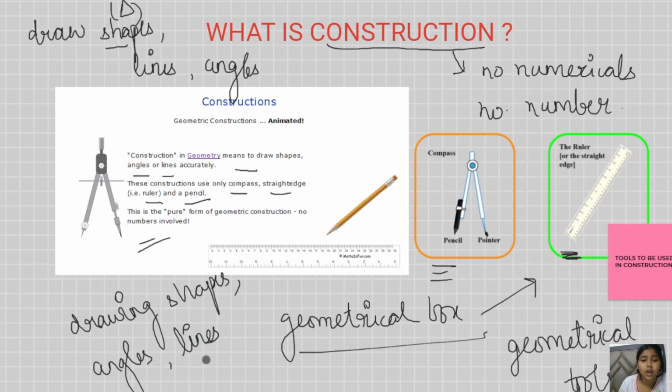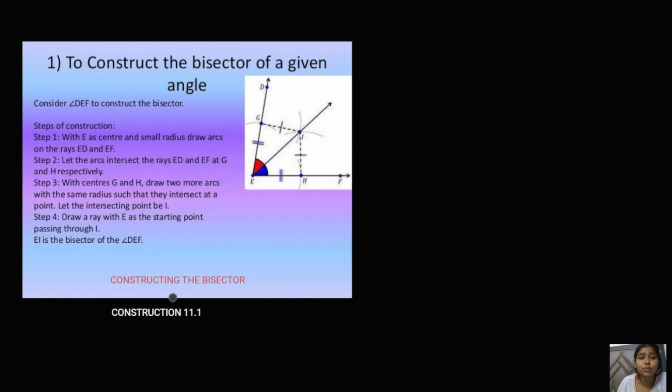So without wasting time, let's just move to our first construction. Basically this chapter involves the construction of 6 different things. They can be angles and shapes, basically triangles. So let's move forward towards our first construction, that is the construction of the bisector of the given angle.